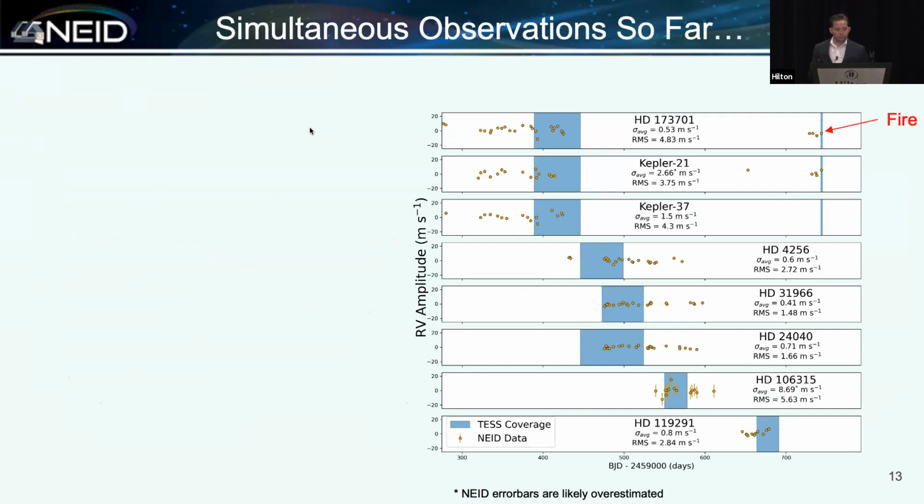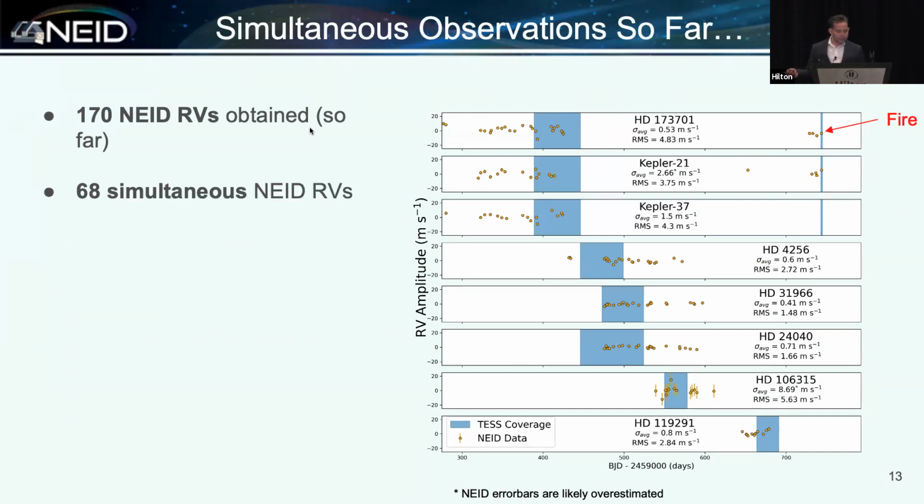Now, how are we doing so far? I include a big plot here on the right, and I'll get to it in just a moment, but we have so far gotten 170 NEID RVs for this program that's been going on for a little while, and 68 of these are simultaneous with TESS. So you see on the right are 8 targets, and in these light blue windows are the TESS coverage that they received at some point during NEID observing semesters. The small gold dots are NEID radial velocities, and then I include a little bit of extra information about them as well.